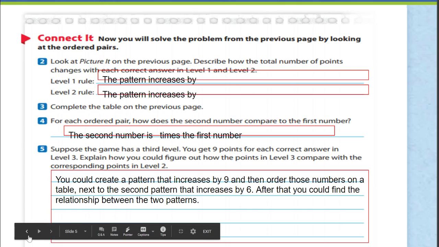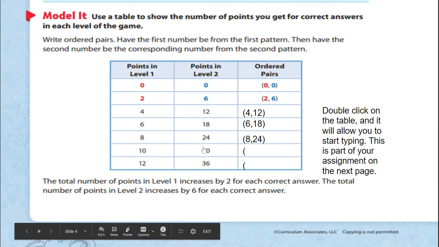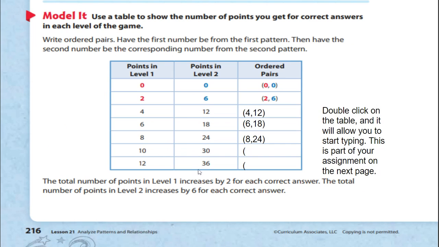So we can go back to slide 4 and we can look at how each one of them compares. So the second number is how many times the first number. So how did I get from 2 to 6, right? What am I multiplying by? Figure out what that pattern is. How do I get from 4 to 12? How do I get from 6 to 18? And every time it should be the same thing that's happening, right? We are multiplying by a certain number every time when we're looking at the relationship between these two patterns.